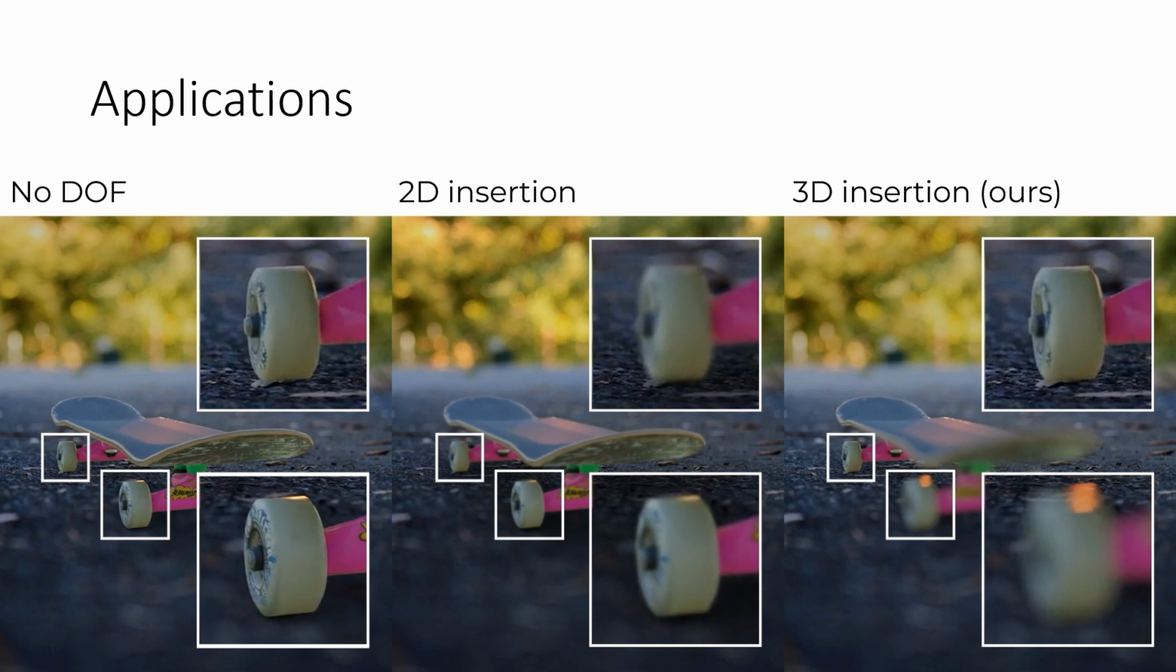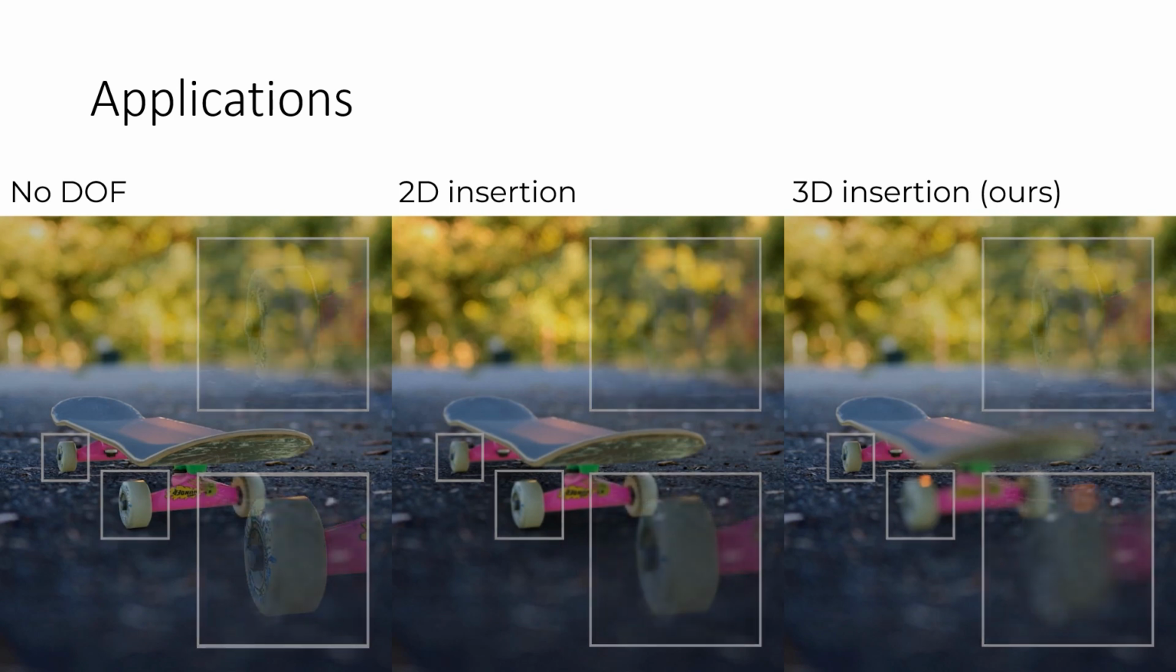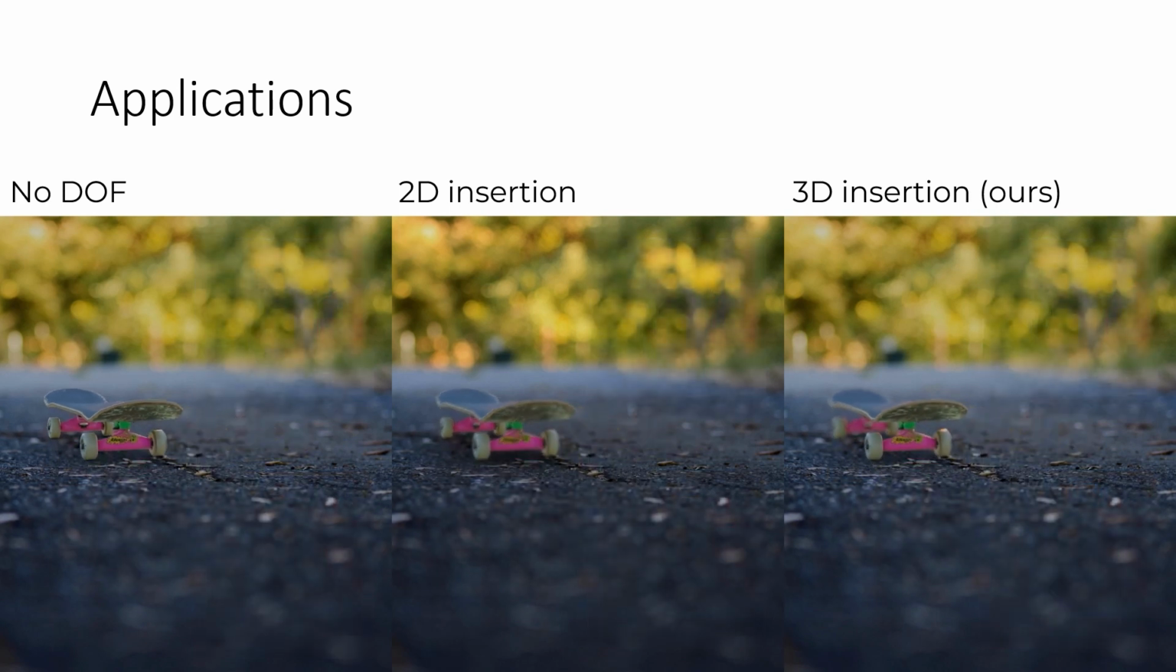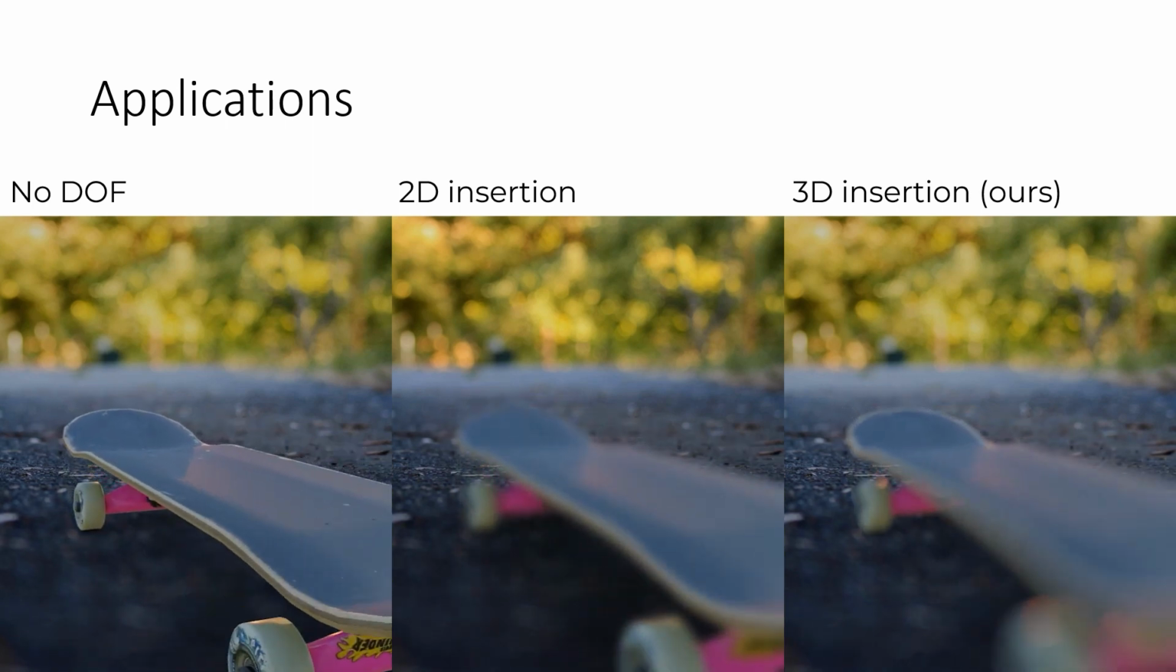Our 3D approach gives a much more realistic composition, where the two skateboard wheels match the back wheel. Inserting the object in 3D is also much less cumbersome, as the camera parameters only have to be set once and the object will have a physically correct defocus, no matter its position in the scene.